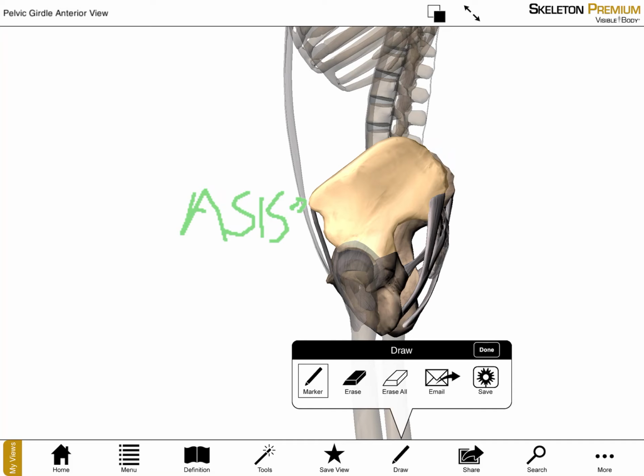And just a little bit inferior to it, we have another bony bump, the AIIS, anterior inferior iliac spine. And this is where your rectus femoris originates from. So the ASIS, anterior superior iliac spine, AIIS, anterior inferior iliac spine, and again, your rectus femoris originates from there.